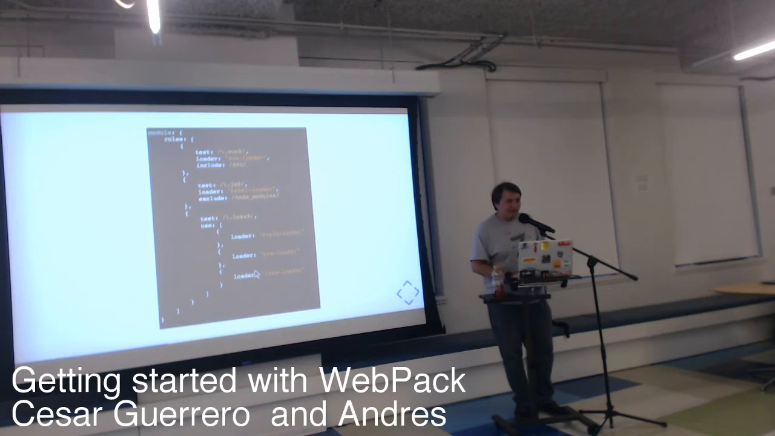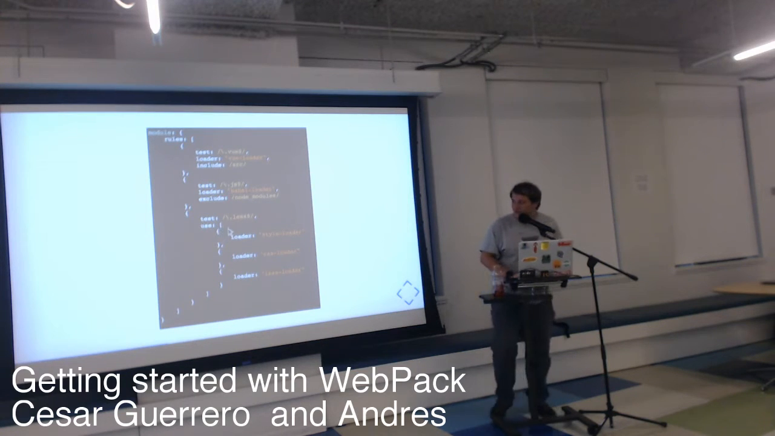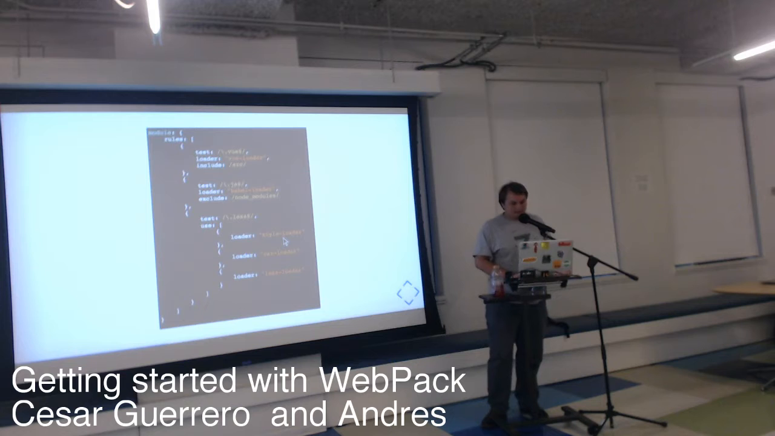There is a funny thing over here. Whenever you chain any loaders, you will have to set an array. That is this use key that you have over here. And you will have the less loader, the CSS loader, and the style loader. The way that Webpack applies these loaders is from the bottom to the top. So it will start with the less loader, then go to the CSS loader, and then go to the style loader.